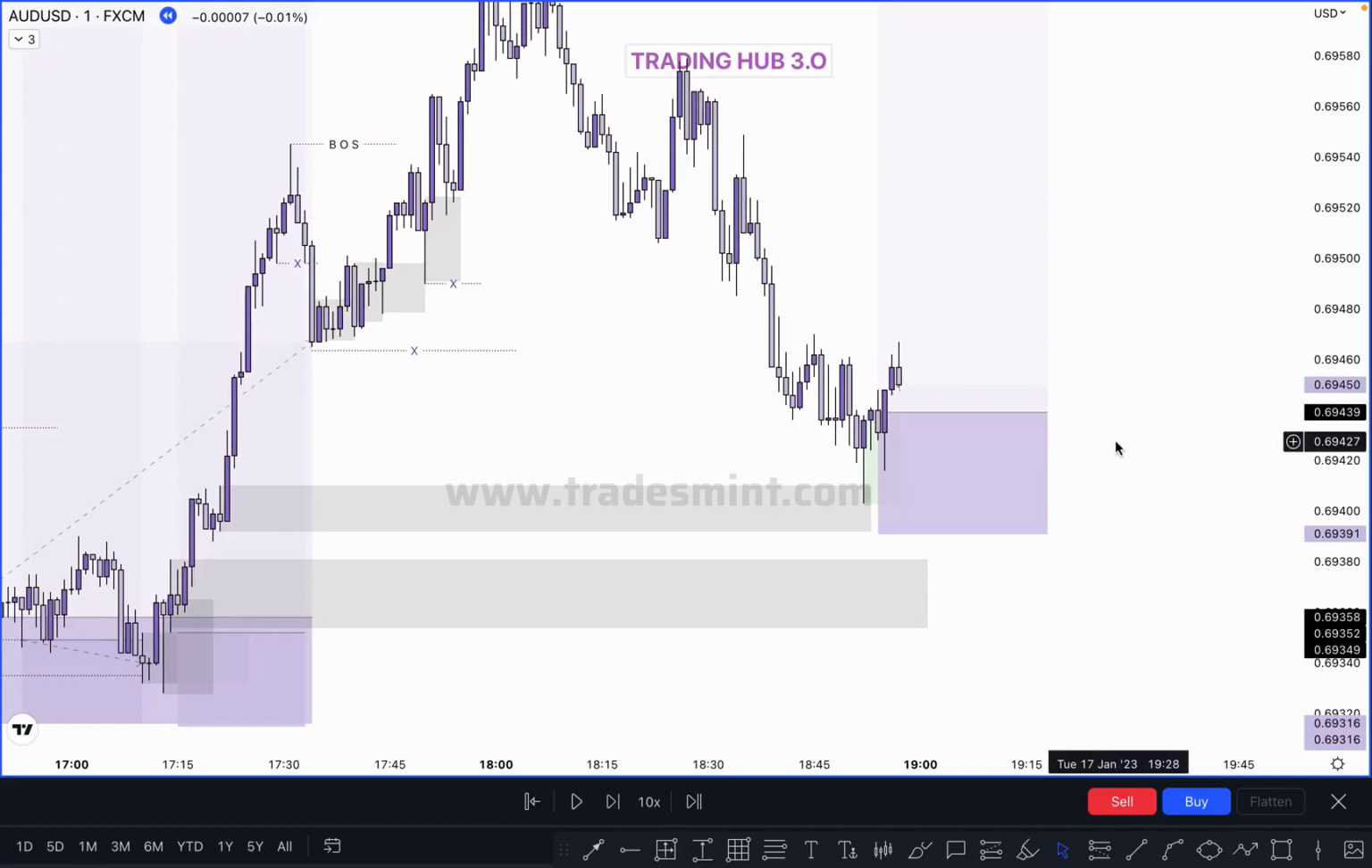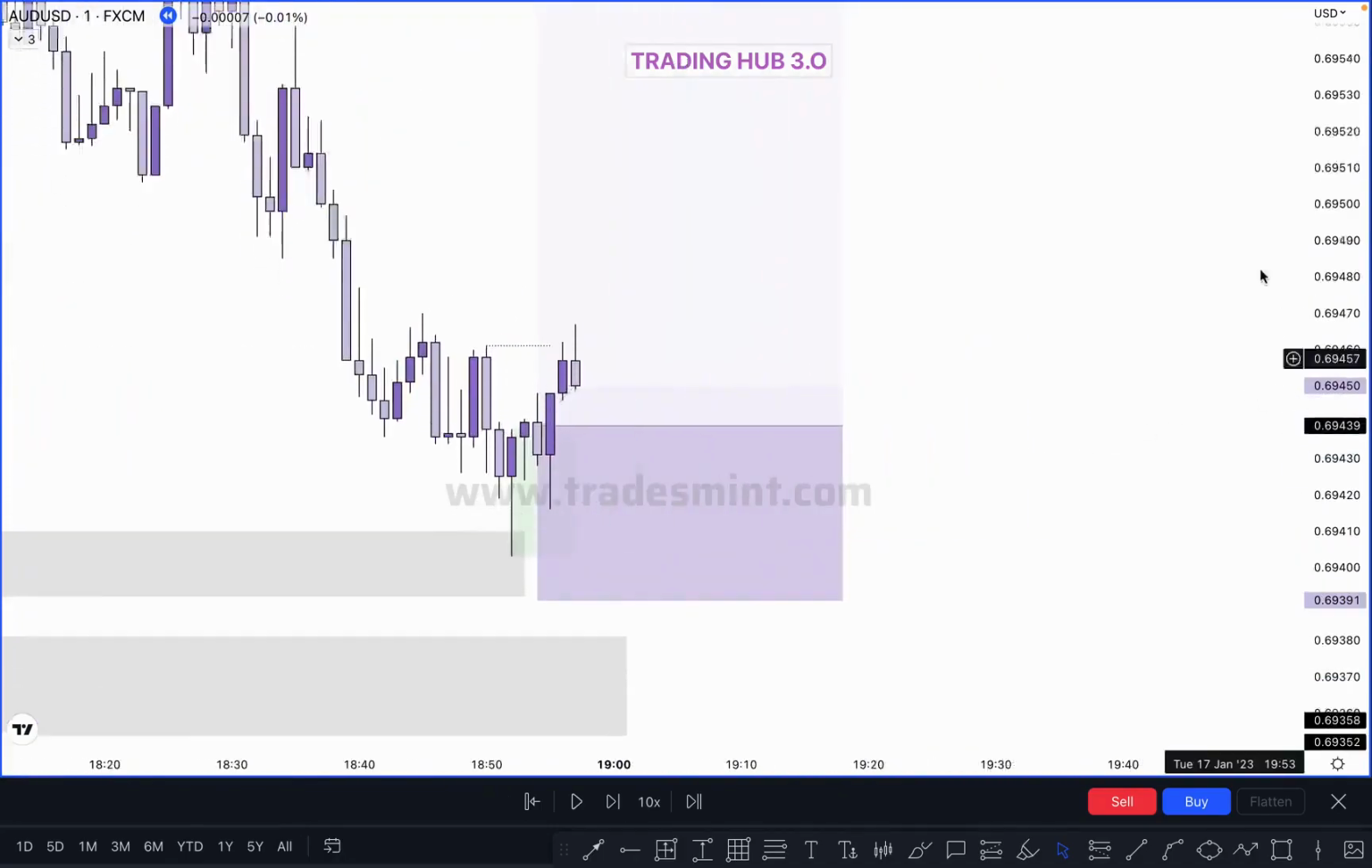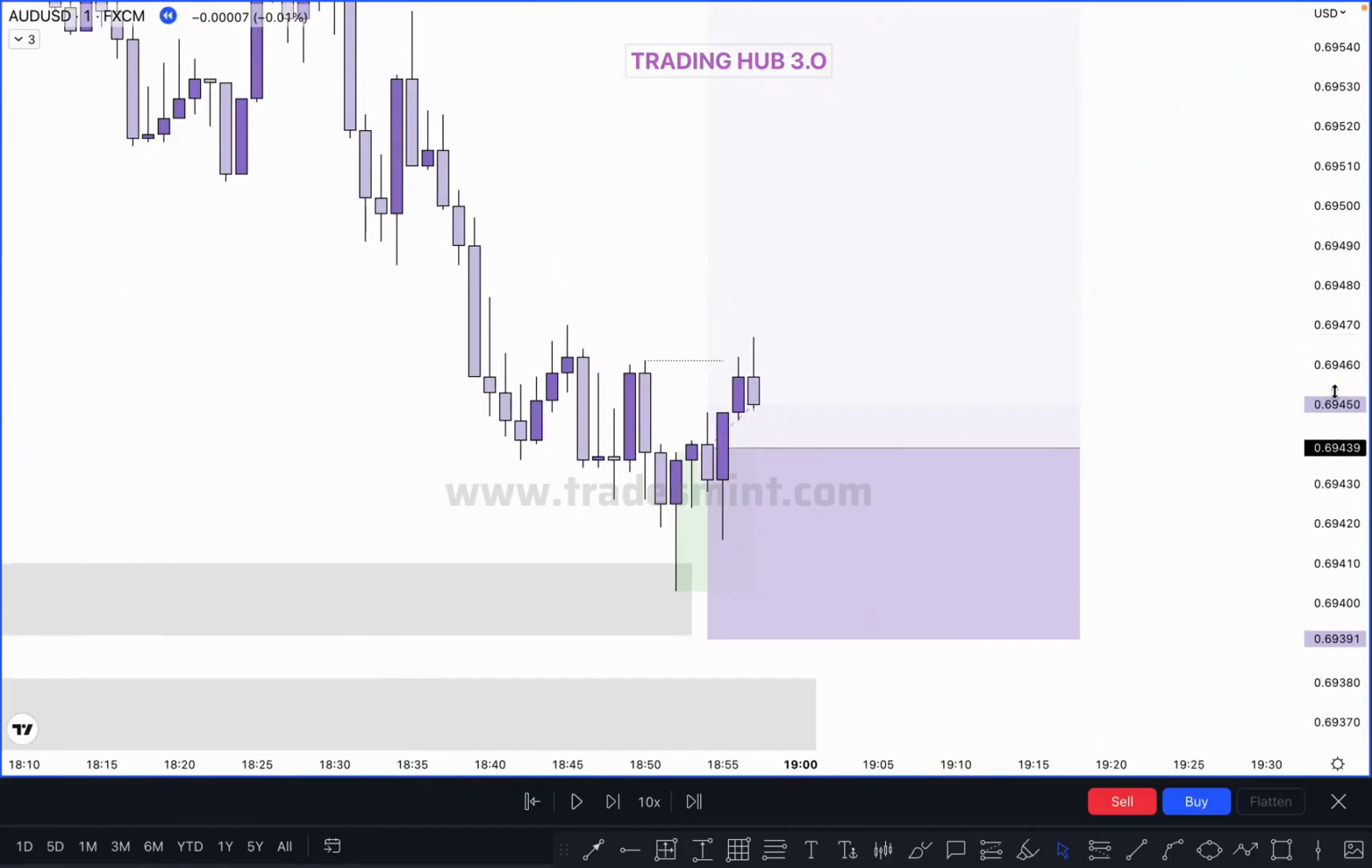Right, so what is happening here? Look at this one. This is our change of character, and this is our micro structure. Okay, and the same thing will be applicable when the market taps on your PY zone in a higher time frame. So the same scenario will be applicable here. Let me explain this, because this one is an important thing.